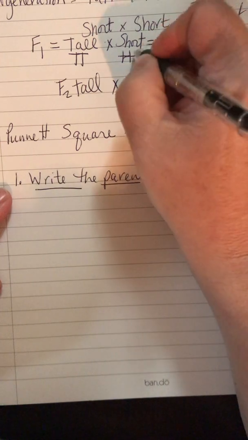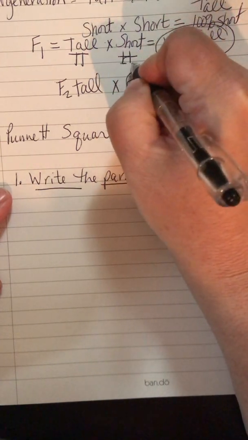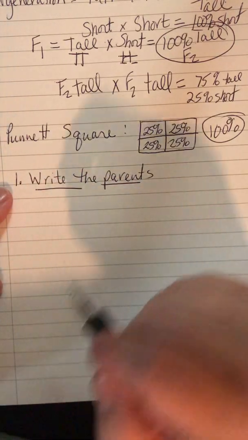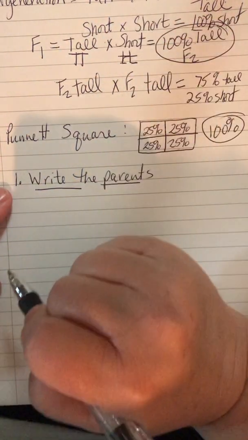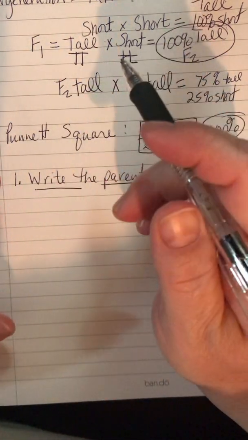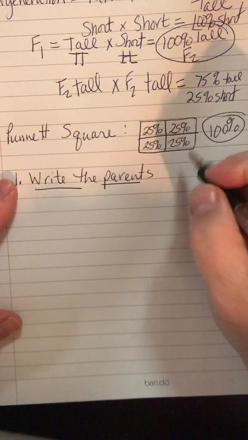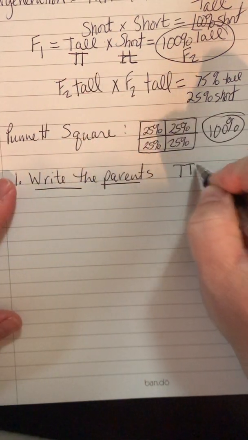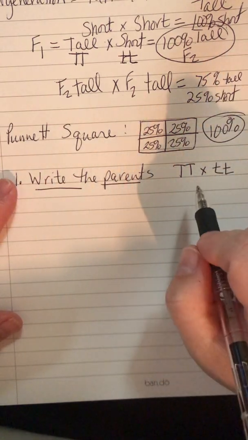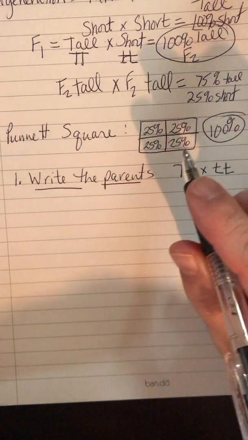But remember, we're using the letter T. This is little t, and I like to go like this and make my little t's have a tail. That's just what I like to do. Because we use the first letter of the dominant trait to represent both. So, big T times little t. I always start a Punnett Square by writing down my parents. And you'll get the parents from whatever the problem is, and I'll show you more about that later.